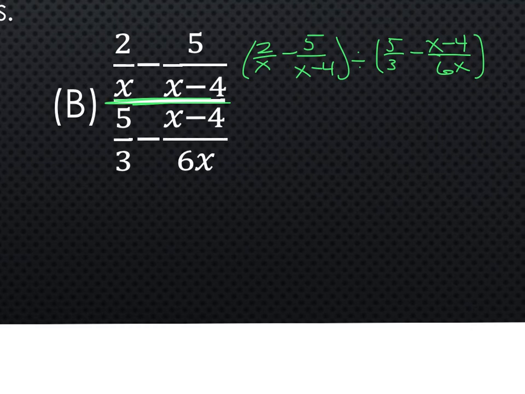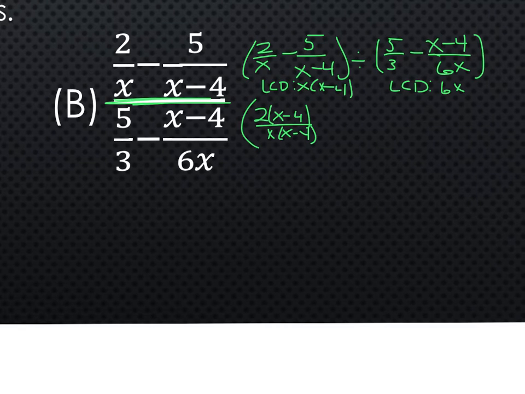Okay, now our lowest common denominator for this first group is x and x minus 4. For the back group, the LCD is 6x. Okay, so that 2 over x, to turn that to x times x minus 4, you need to multiply top and bottom by x minus 4. For that 5 over x minus 4, you'll need to multiply top and bottom by x.